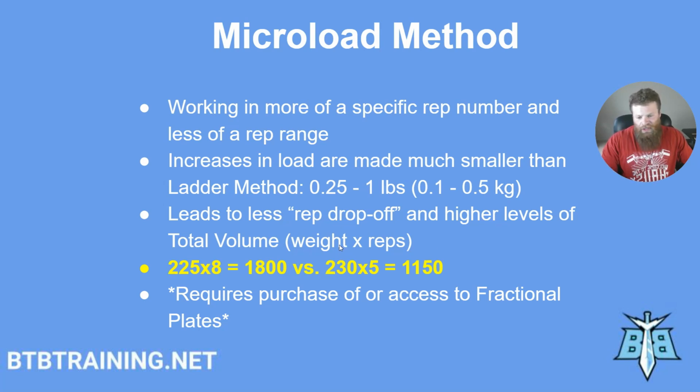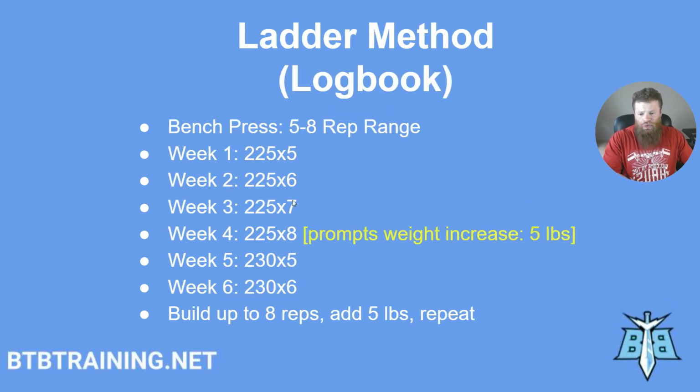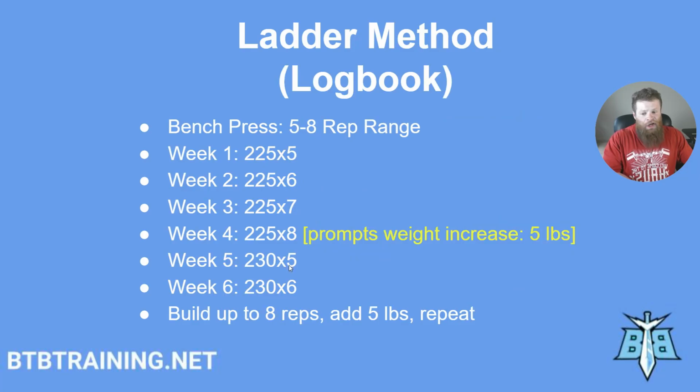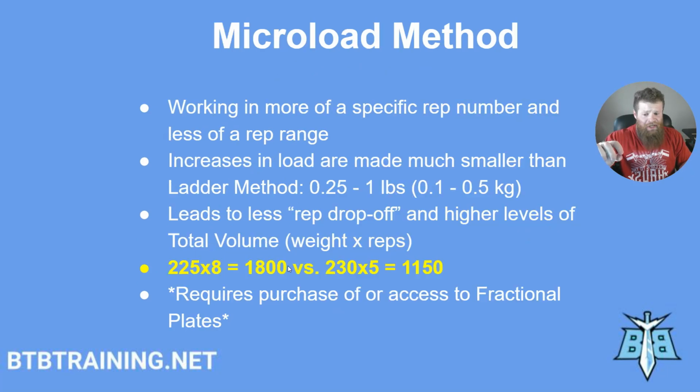And total volume is simply the weight times the repetitions. So going back to the previous example, when you compare the stimulus between week 4 and week 5, in week 4 we hit 225 pounds for 8 reps, which would be 1,800 pounds of total volume. In week 5, we did increase the weight, so the weight is heavier, but the repetitions are less. And if you actually math that out, the 230 for 5 set is only 1,150 pounds of total volume.